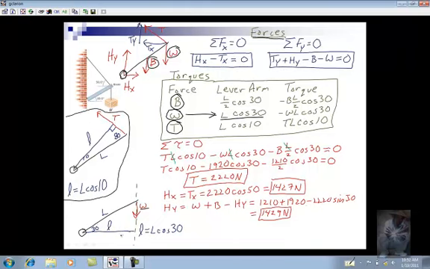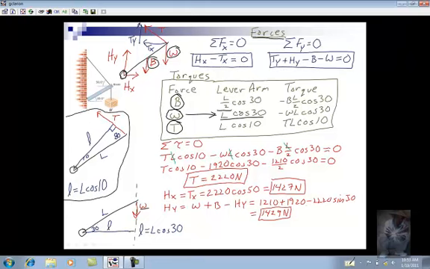Now, I have a similar setup with the weight of my beam. The weight of my beam is right in the middle. The only difference between the weight of the box's lever arm and the beam's lever arm is that it's at a location L over 2. So I'm going to plug in L over 2 there as opposed to L for my lever arm and multiply that times the cosine of 30 to get its lever arm.